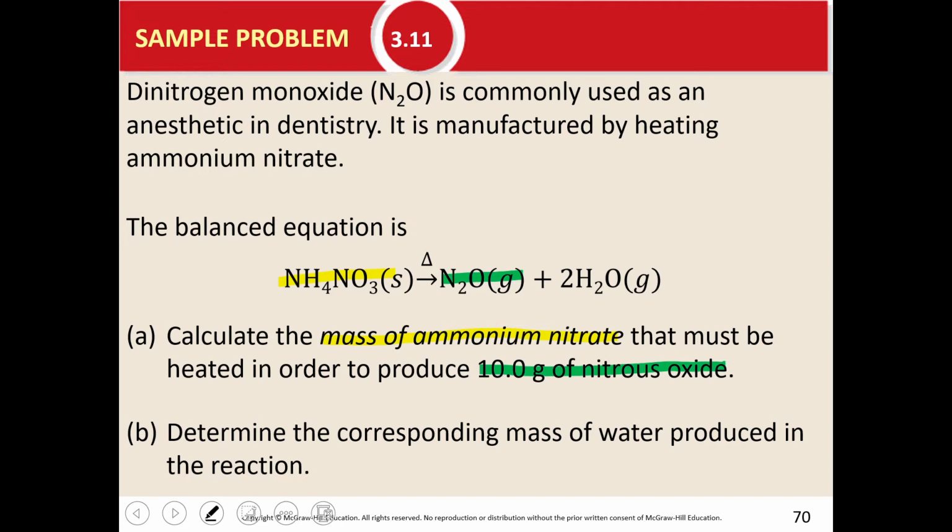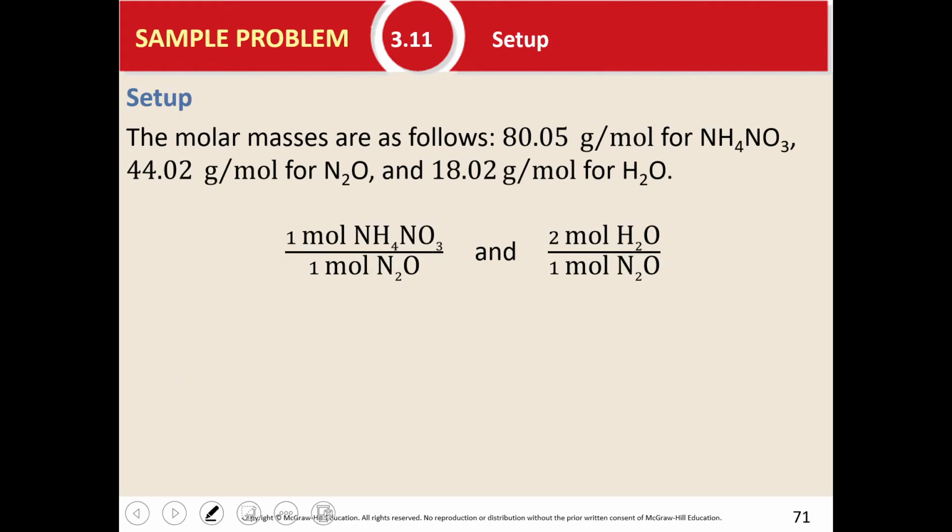Okay. Then part B is to determine the corresponding mass of water produced in the reaction. So this is a little bit two-part. So what we know is that the molar masses are here for you. So we have the molar mass of the NH4NO3, the molar mass of the N2O, and the molar mass for water. And we also know, based on the balanced chemical reaction, that there's 1 mole of ammonium nitrate for every 1 mole of dinitrogen monoxide, and there are 2 moles of water for every 1 mole of dinitrogen monoxide.